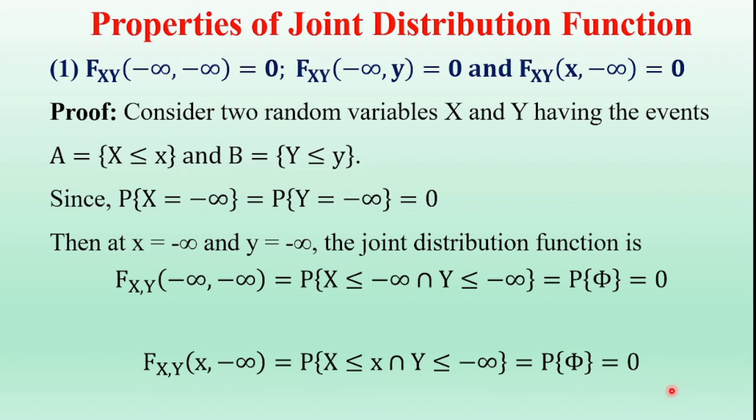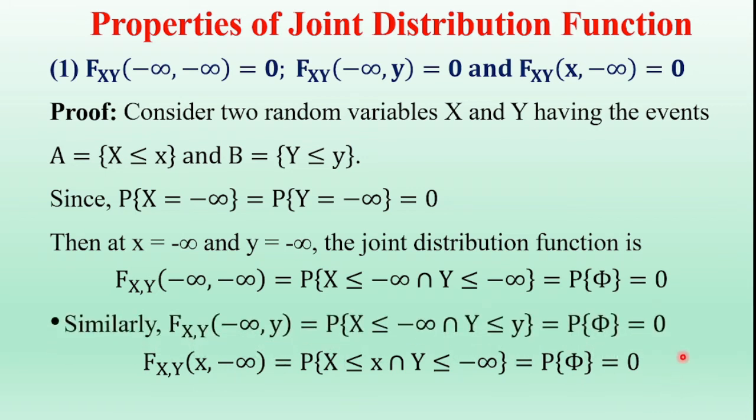So similarly F_XY(minus infinity, y) is equal to 0. So this is the first property of the joint distribution function of the random variables X and Y. And the second property is F_XY(infinity, infinity) is equal to 1.